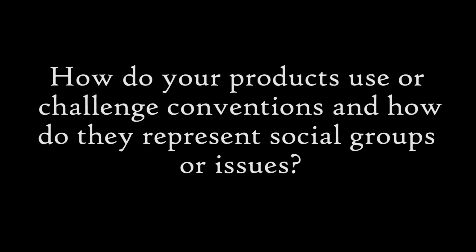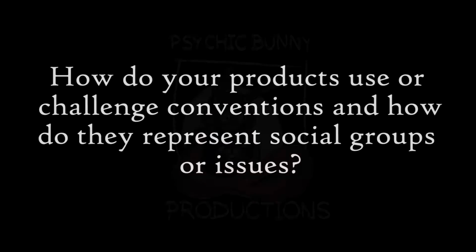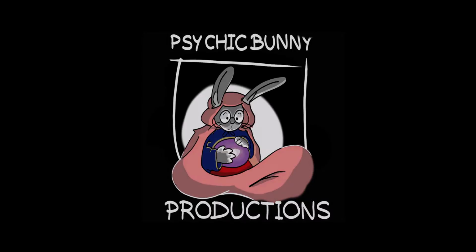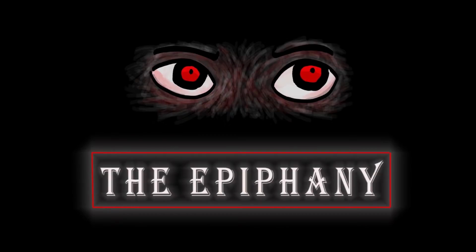How do your products use or challenge conventions, and how do they represent social groups or issues? First, we come to the part of characters. We mostly use conventions of school drama characters. We use a lot of stock characters, like Lucy, mean and manipulative. If you have watched Mean Girls, you know Regina George. She's basically her. Dawn, loud and annoying, and Sean, shy and invisible.